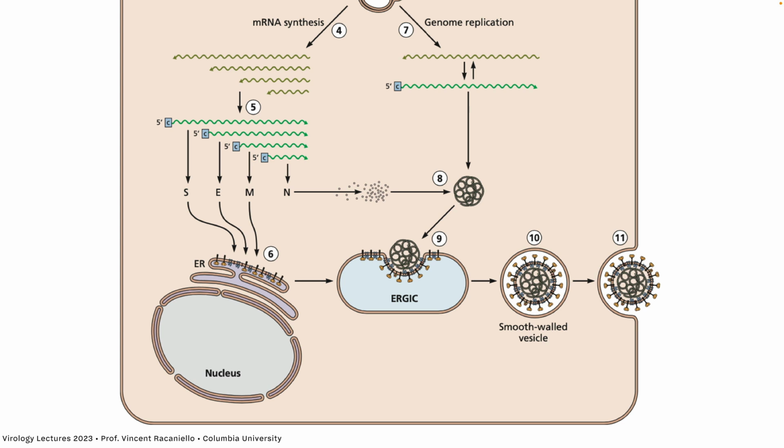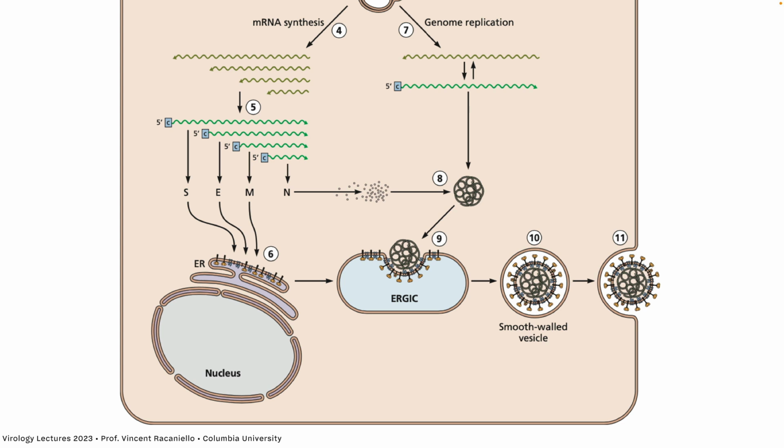So here's a cell that's reproducing a coronavirus. We're making mRNAs, making viral proteins. Here are the viral glycoproteins made in the ER. They get transported to the ER-Golgi intermediate compartment. Here, the genome is being replicated. It's coated with nucleocapsid protein.